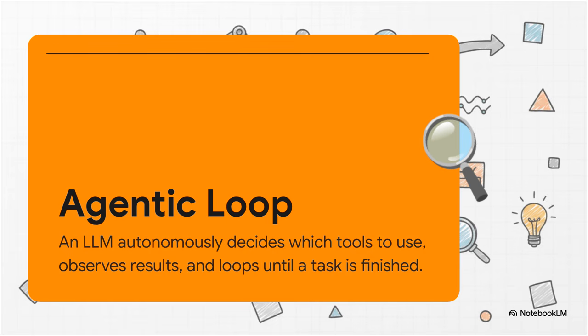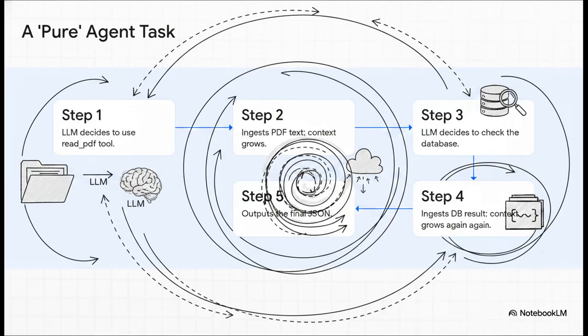Now, on the surface, that sounds super intelligent, right? Autonomous even. But underneath, it is hiding a massive compounding cost. Let's make this real. Imagine a simple invoice processing task. So, step 1. The LLM reads its instructions and decides, okay, I'll read the PDF. Cool. Step 2. The entire text of that PDF now gets stuffed into its context. Then, for step 3, it thinks again and decides, I should check the database. And what happens in step 4? That database result also gets added to the growing context.